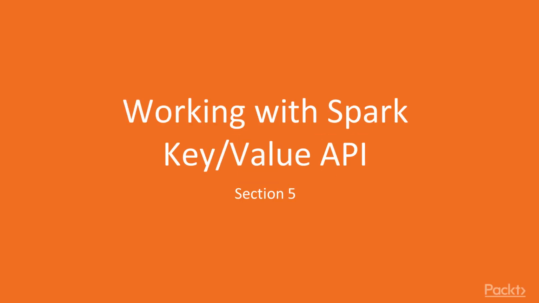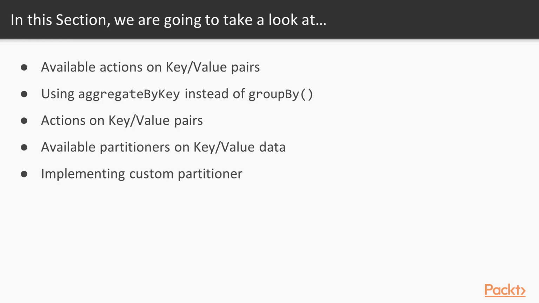Welcome in the fifth section of our course. In this section, we'll be working with Spark Key Value API. So firstly, we'll start from looking at the available transformations on key value pairs. Next, we will see how to use aggregate by key method instead of the group by. In the third video, we'll be looking at the actions on key value pairs.